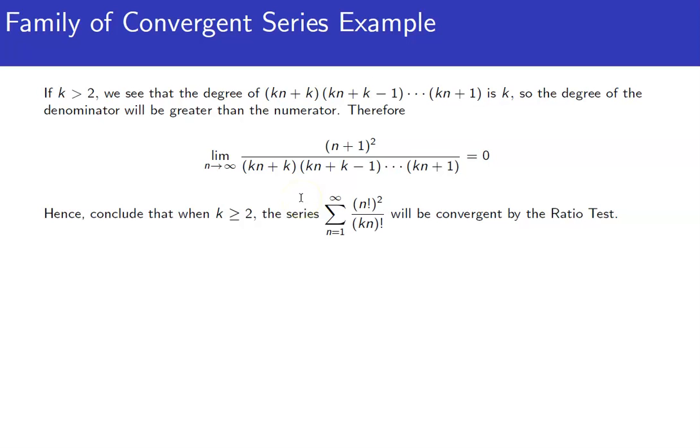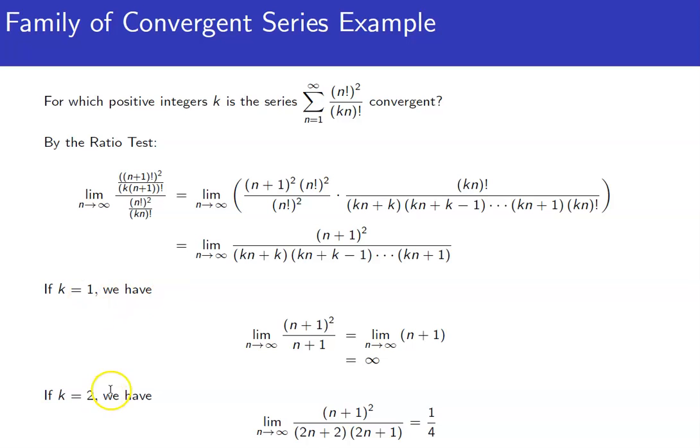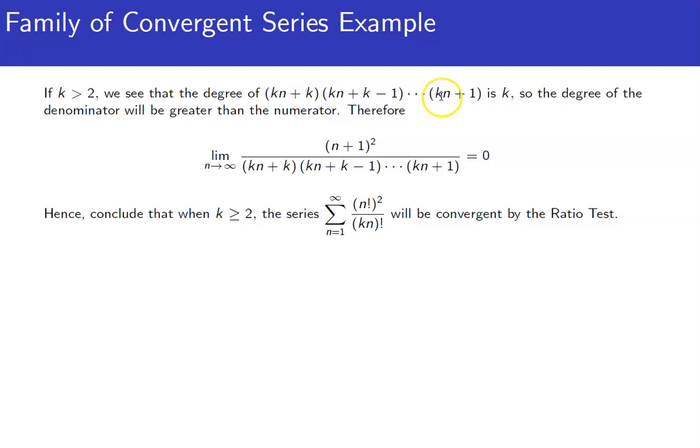Okay, so what happens then afterwards? Well, if k is greater than 2, we look at the degree of this polynomial when we multiply it out, and we get k. Notice that the same thing is true for 1 and 2. If k is 1, the degree of the denominator is 1. When k is 2, the degree of the denominator is 2. In general, the degree of the denominator is k, because we're going to multiply all of these n's together k times. That was what I mentioned before, that the number of factors in the denominator is k.